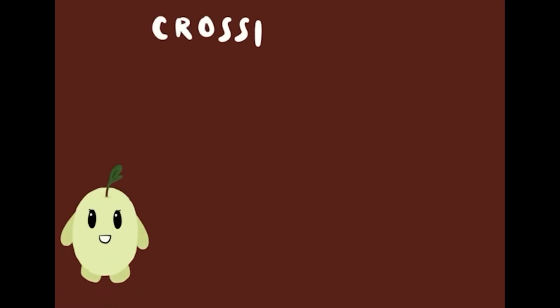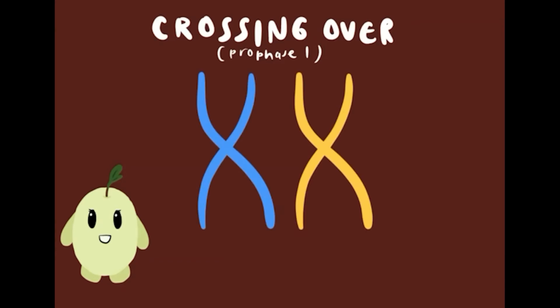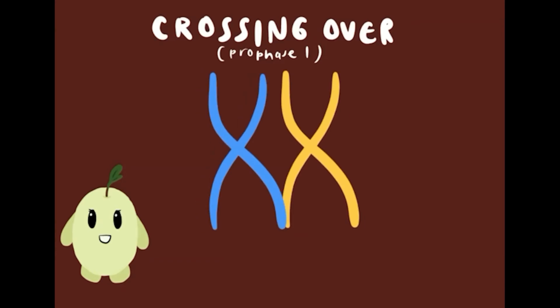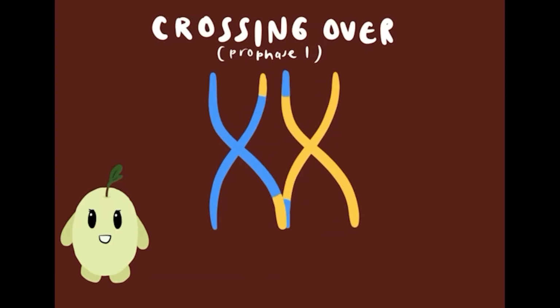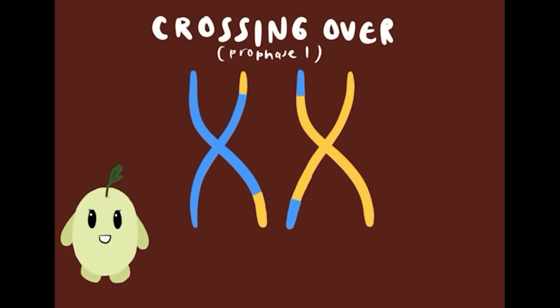Crossing over occurs during prophase 1. The contents of the chromosomes are switched with another, and this would also cause random combinations of traits or genes. Did you know that humans undergo 1 to 3 crossover episodes per chromosome on average? Imagine how different each gamete would be.